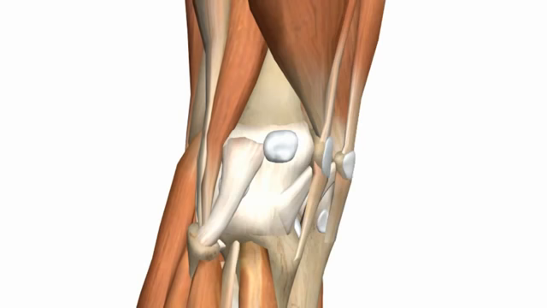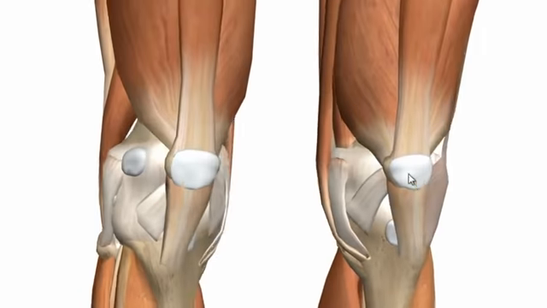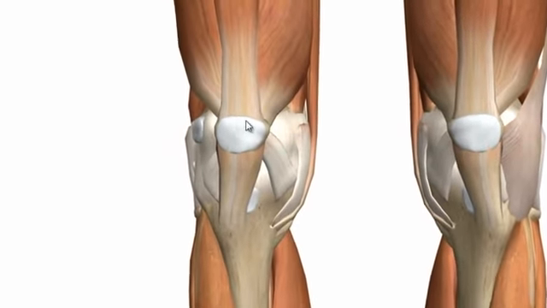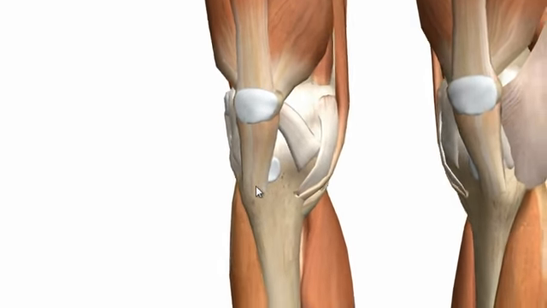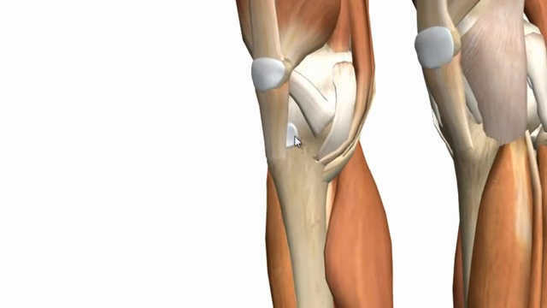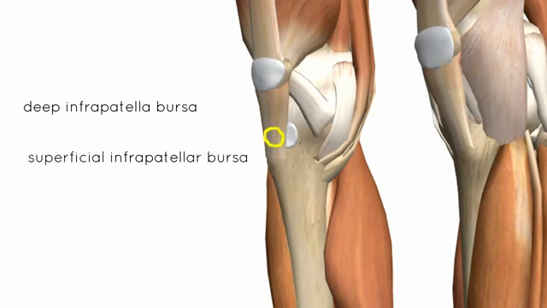So there are a few other bursae worth mentioning. You've got this bursa here, which sits over the kneecap. It's called the prepatellar bursa, the subcutaneous prepatellar bursa. And then you've got this bursa down here, which sits underneath the patellar ligament. This is called the deep infrapatellar bursa, because you've also got one that sits on top of the patellar ligament, and that's more superficial. So this is called the superficial infrapatellar bursa.